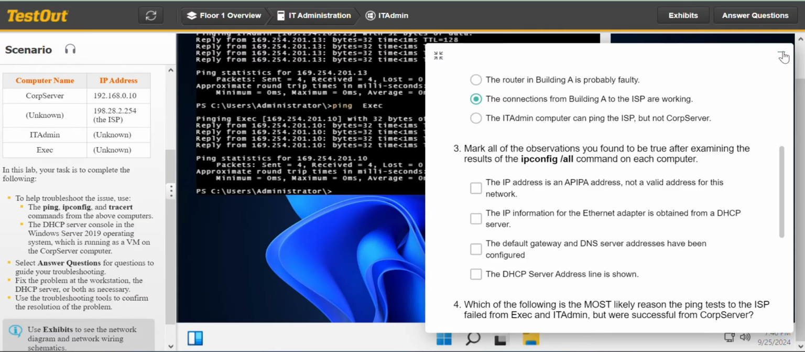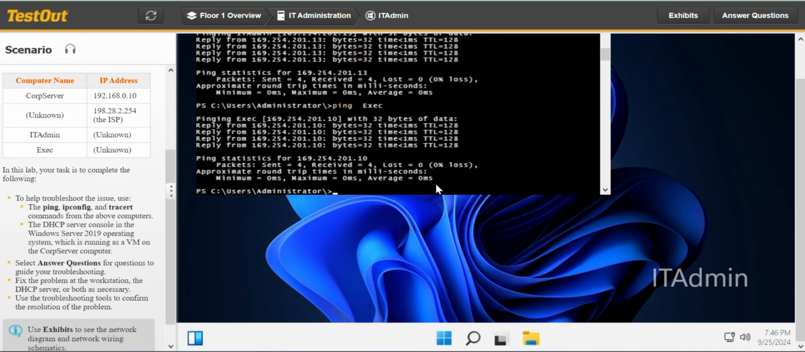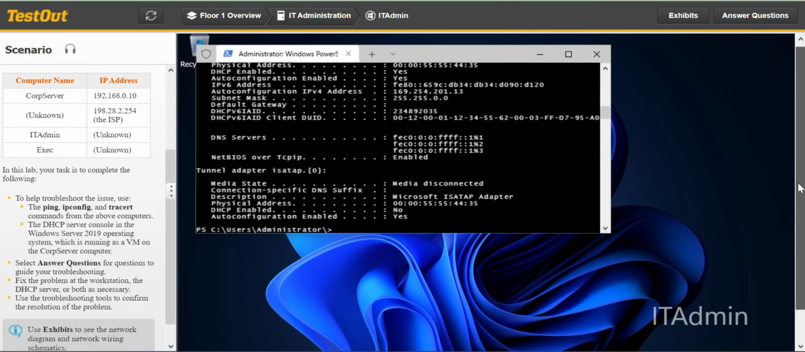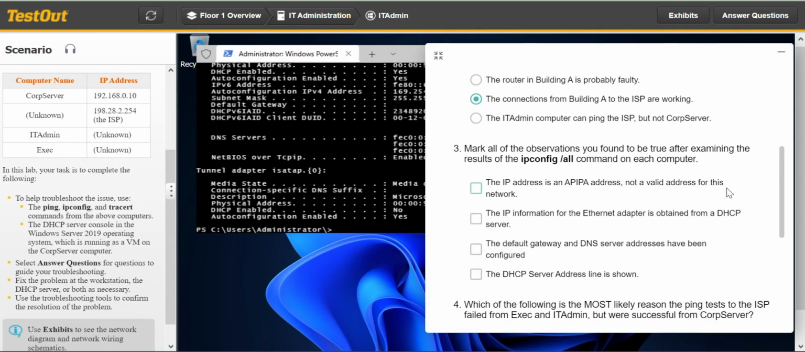So from there, let's see the next. Let's run an ipconfig /all. Ipconfig /all. Let's see the next question. Mark all the observations you found to be true after examining the result of the ipconfig /all command on each computer.